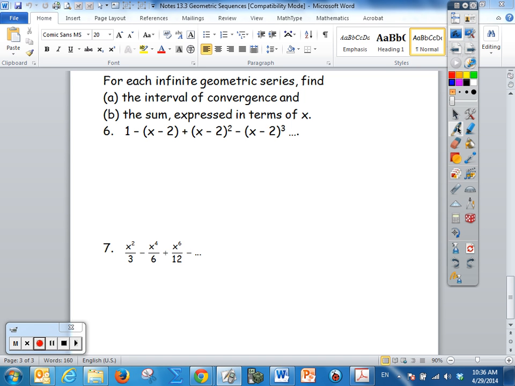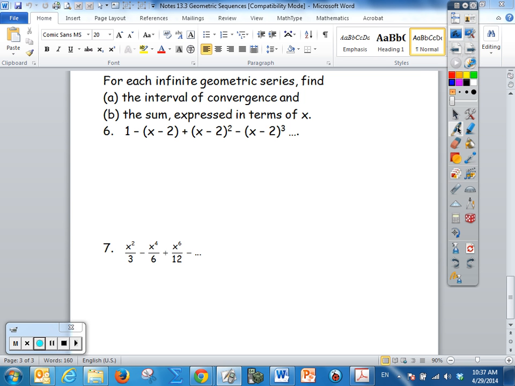Okay, for each infinite geometric series, find the interval of convergence and the sum expressed in terms of x. Okay, so what you don't know, which is absolutely so cool, is that these are called power series. Okay, and we do power series in BC Calc. We work with power series. What makes it a power series is it has an x in it.